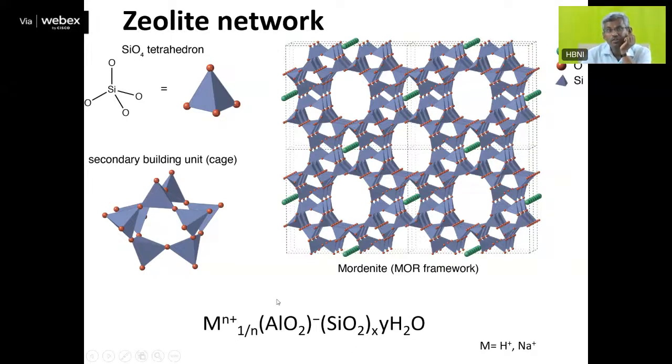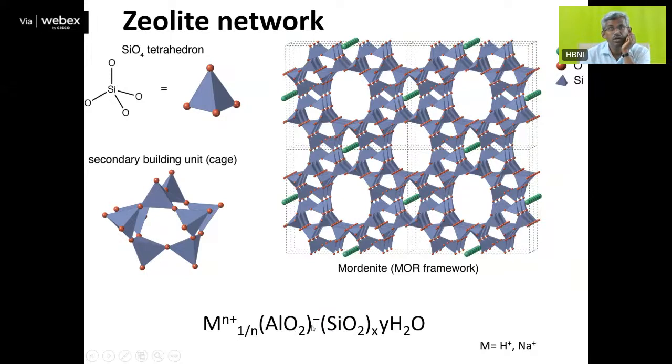Silicon, we all know, is a tetravalent species. Silicon with 4 oxygen: 1 oxygen, 2 oxygen, 3 oxygen, 4 oxygen. Only half of each oxygen belongs to this silicon, because the other half belongs to another tetrahedron. So 0.5 contribution here, 0.5 here, 0.5 here, 0.5 here. So 4 into 0.5 becomes 2. That is why we write it as SiO2, a neutral species, because there is no charge.